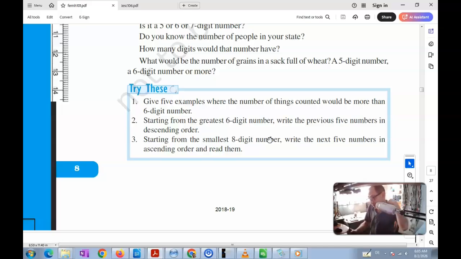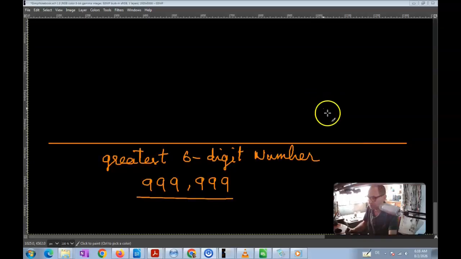Okay, so now let's try to solve these two problems as well. They seem to be interesting problems. Not the first one, the first one you can simply ignore. The second one: starting from the greatest six-digit number, which would be 999,999, write the previous five numbers in descending order.